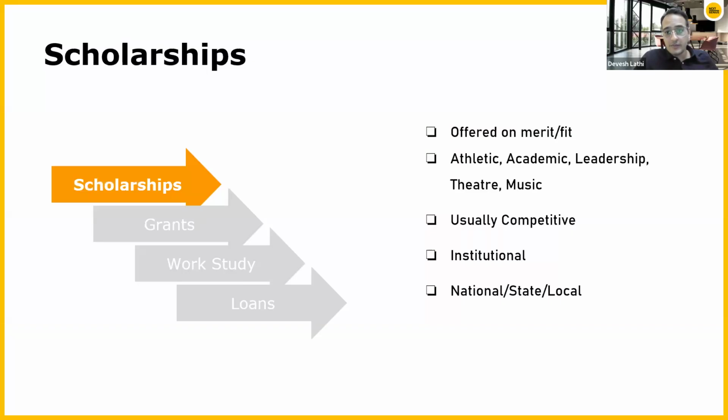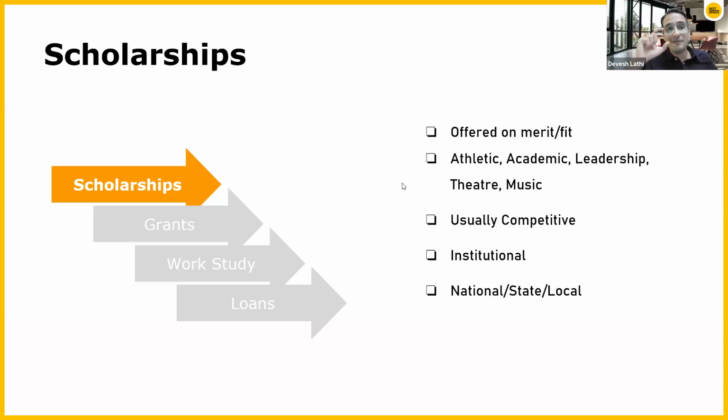So what kind of scholarships can you look at? Scholarships are basically merit-based. Merit-based scholarships are offered on the basis of how well you fit a particular institution. It's offered on the basis of your academic performance, your extracurricular activities, what kind of profile you have. Is that profile a good fit for that university? Have you participated in creative things, theater, drama, music, dance, etc.?